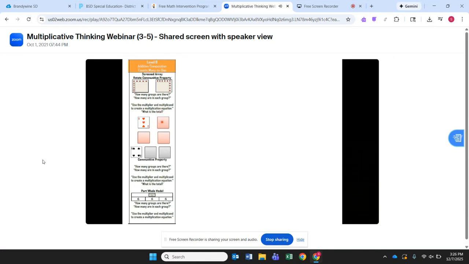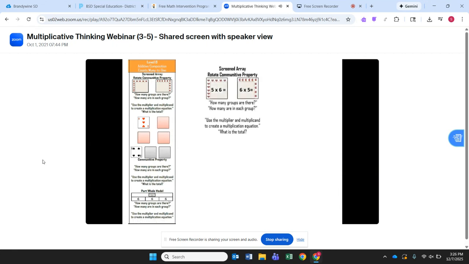Again, right here, we have a 3 and then a bunch of 3s turned over. We have 3 in each group, but how many groups are there? You want them to focus on not just how many in each group, but how many groups there are, and again, working on the commutative property. Right here, screened array. And remember, with arrays, you can rotate it. So 5 times 6 and 6 times 5. Every question has to do with them producing a multiplication equation.